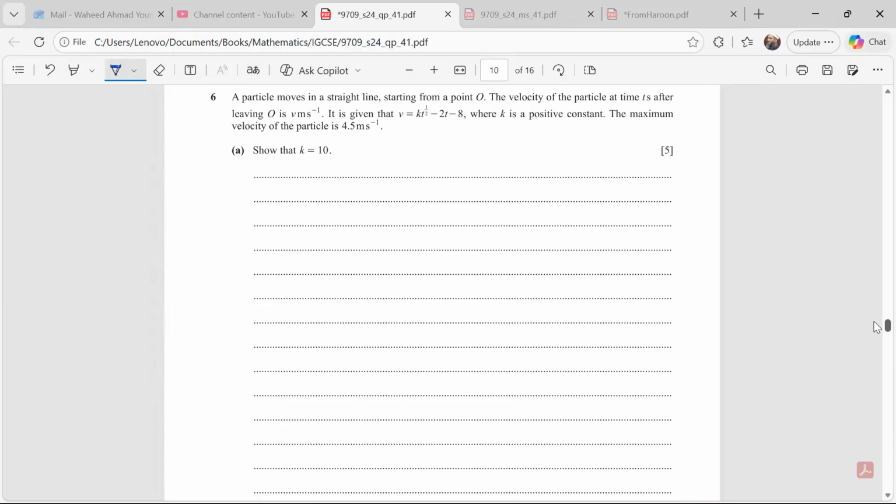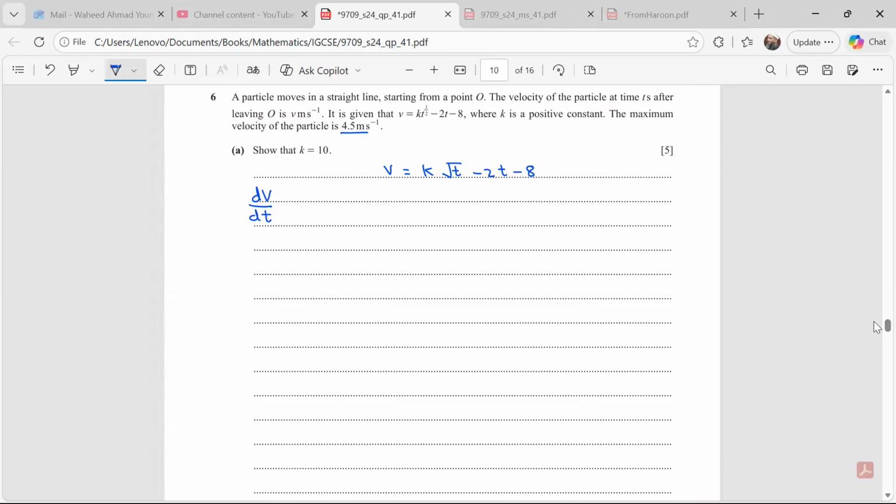The velocity of the particle at time t seconds after leaving is this much. So the velocity is given as k square root of t minus 2t minus 8, and k is a constant. The maximum velocity was 4.5 meters per second. At maximum velocity, the derivative of the velocity will be 0, right? So let's try to find dv by dt.